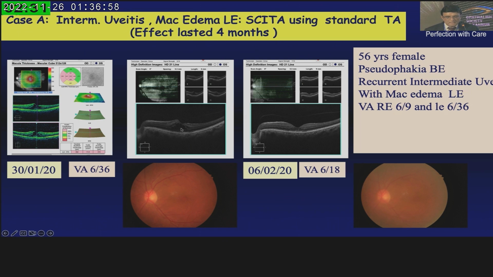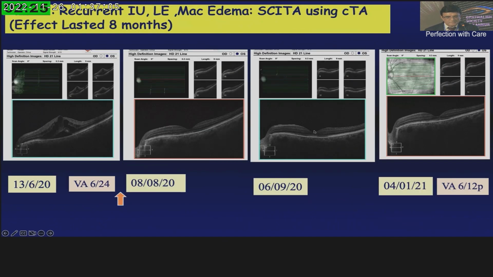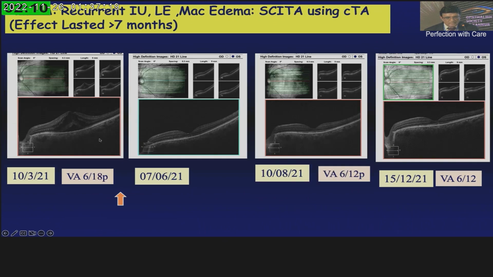You can see here the edema has subsided. The macular edema recurred after 4 months. Then we gave a centrifuged triamcinolone to the same patient. This was injected in June 2020, and we followed up the patient up to January 21, and sometime next year in March, the patient's edema came back.